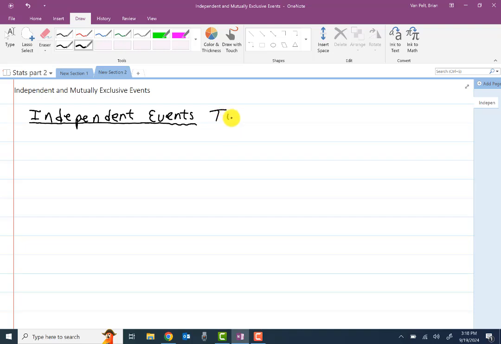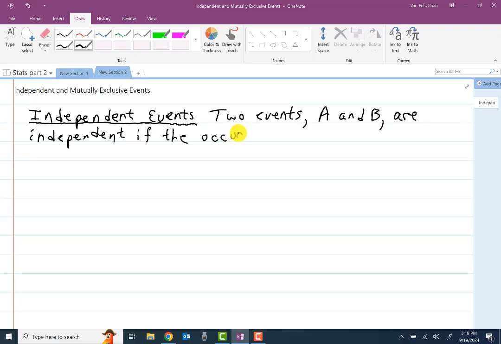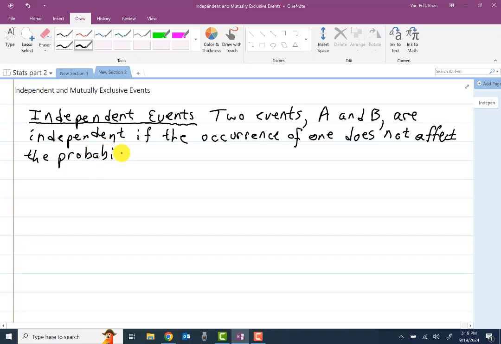Two events, let's call them A and B, are independent if the occurrence of one does not affect the probability of the other event occurring.